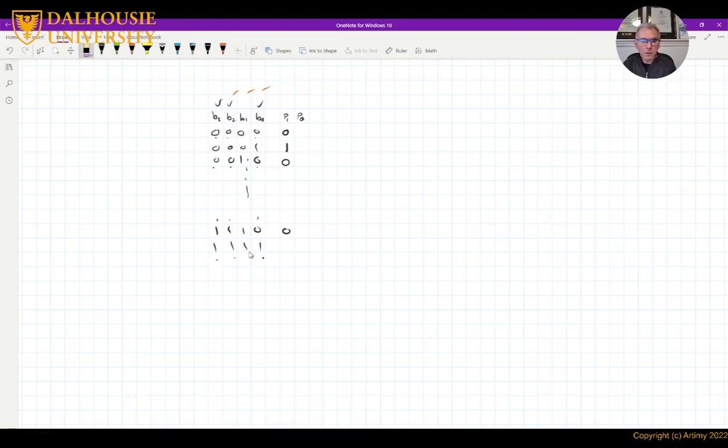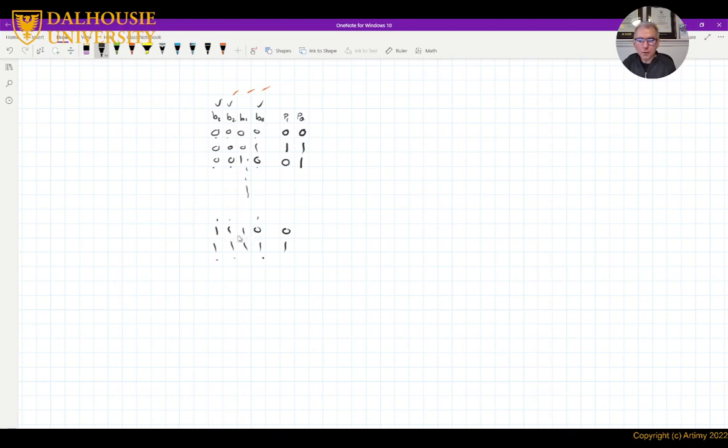The 3 bits include 3 ones, so we'll add 1. Alright, the other parity bit looks at the first 3 bits. So in the first example, the first 3 bits are zeros, so we add 0. Second example, the first 3 bits have 1, so we add another 1. The third have 1 also, so we add another 1.